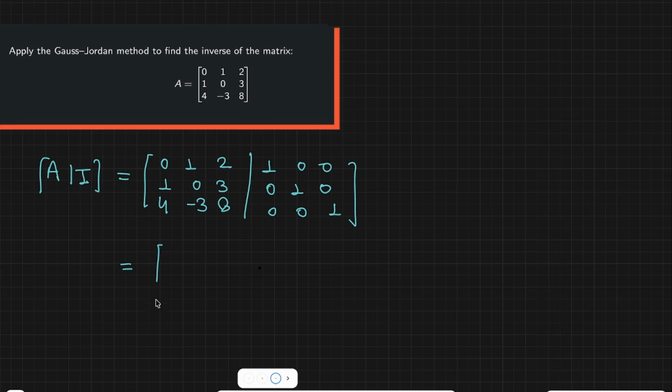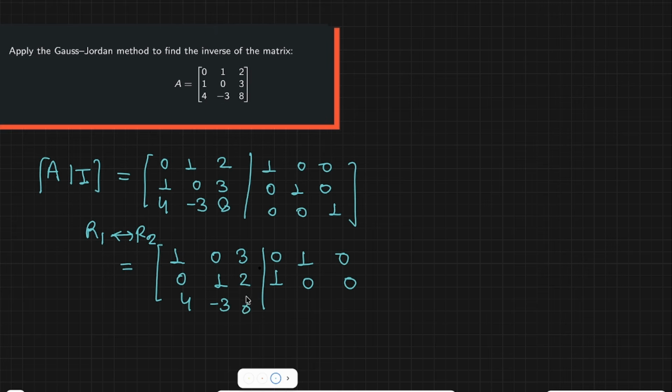Okay, then you just simply try to convert this matrix into identity form. Now to convert it into identity form, first you swap. Then first I will swap R1 interchange with R2, then it will be 1 0 3, 0 1 0, this will be 0 1 2. Okay, then this will be, sorry, this will be 1 0 0. It is as it is. Okay, now it is 0 0 1.